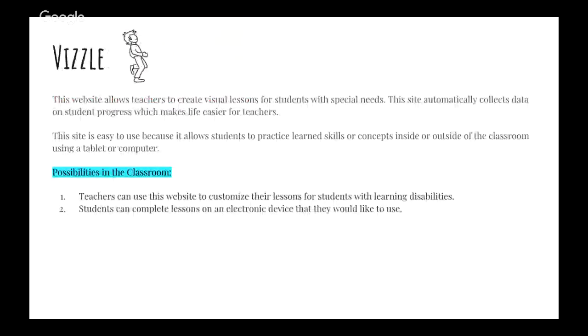Vizzle. This is a website that allows teachers to create visual lessons for students with special needs. The site automatically collects data on student progress, which makes life easier for teachers. This site is easy to use because it allows students to practice learned skills or concepts inside or outside of the classroom using a tablet or computer. The teacher can use this website to customize their lessons for students with learning disabilities. They can also allow students to complete lessons on an electronic device that they would like to use. This can be found at monarcht.com.